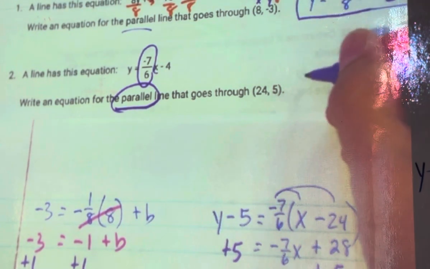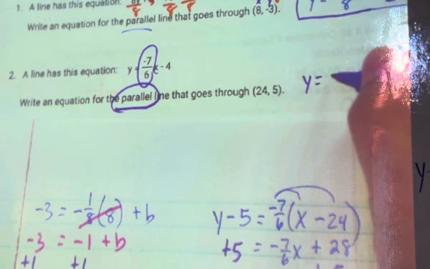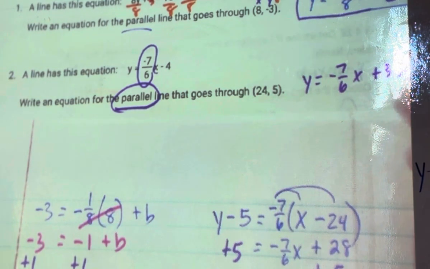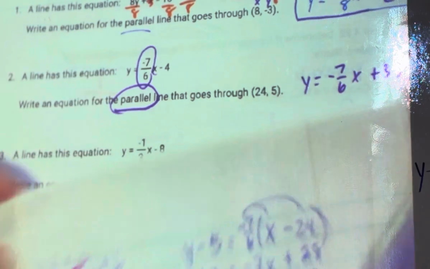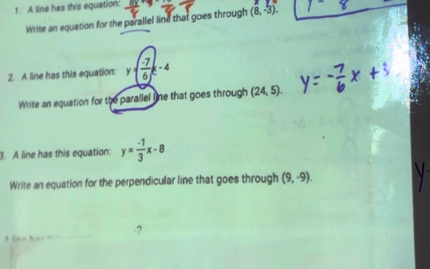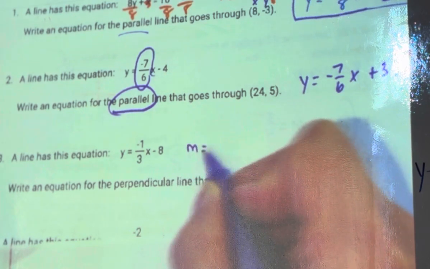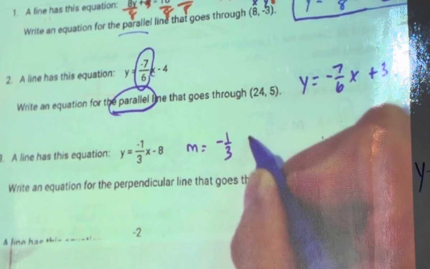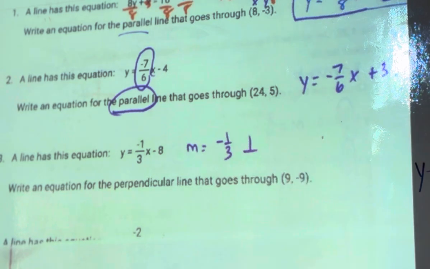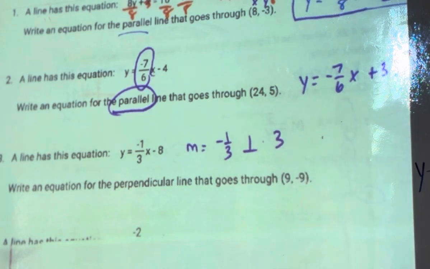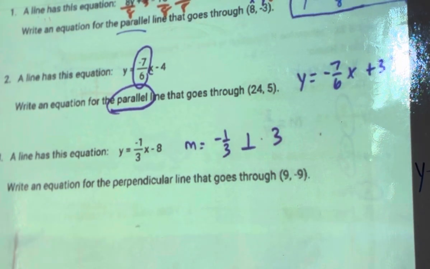Okay, what are the next two? What type are they? Perpendicular. So what do we have to do to the slopes? Flip them and change the signs. So if my m is negative 1 over 3, my perpendicular m, is it going to be negative? No, it's going to be positive what? Positive 3. Very good. And so which formula? Point slope or slope intercept?